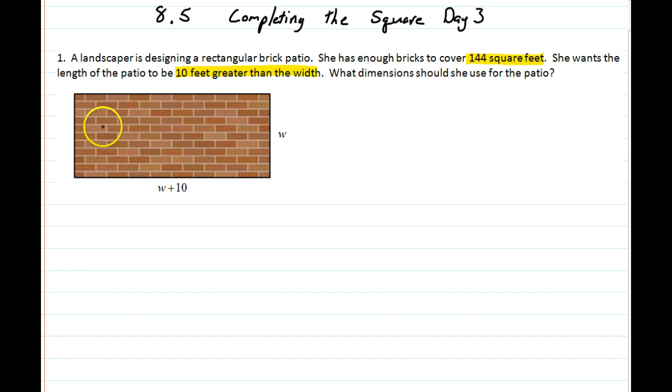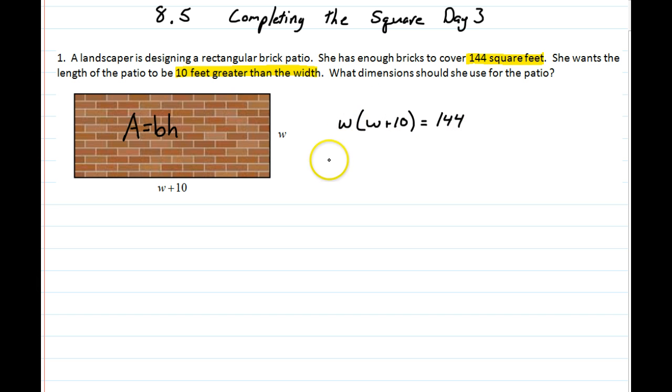So when we talk about covering something, we're talking about area. To find the area of a rectangle, it's just base times height. And so we have the width, and the length is going to be 10 feet greater, and that means plus. So it's going to be W plus 10. So we're going to find the base times the height, so it's just going to be W times W plus 10, and that's going to equal the area, or the number of bricks she has to cover, 144 square feet.